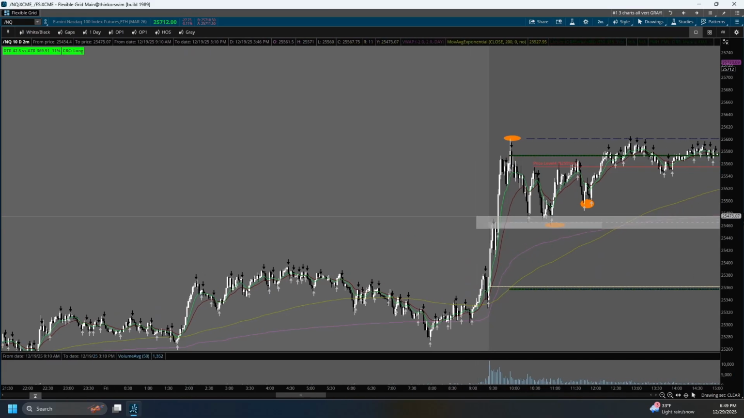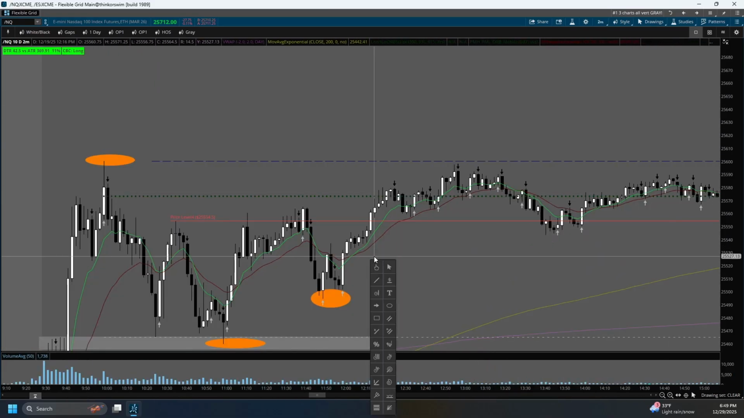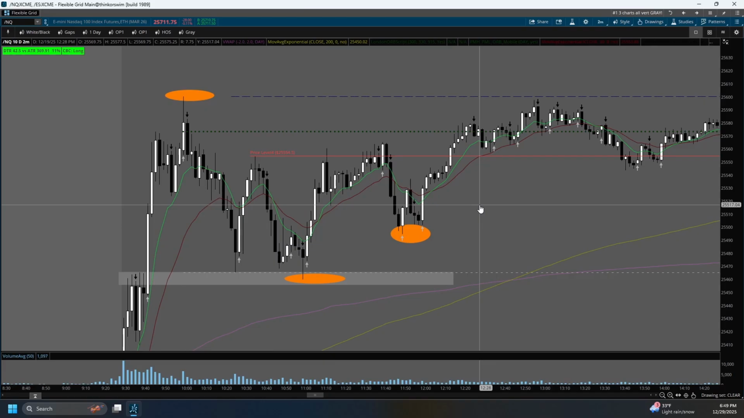whatever the overnight range is, if we're looking at RTH, is it the ORB high? Sometimes it's the 15-minute ORB high, sometimes it's the 30-minute. It can be really tricky.